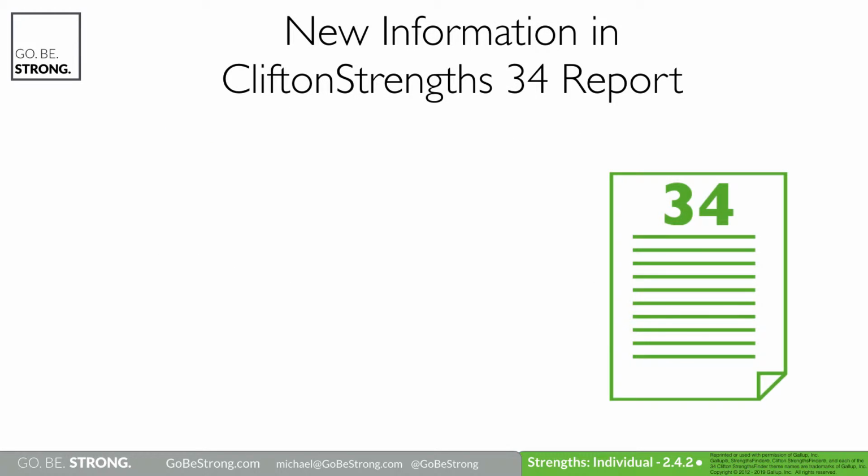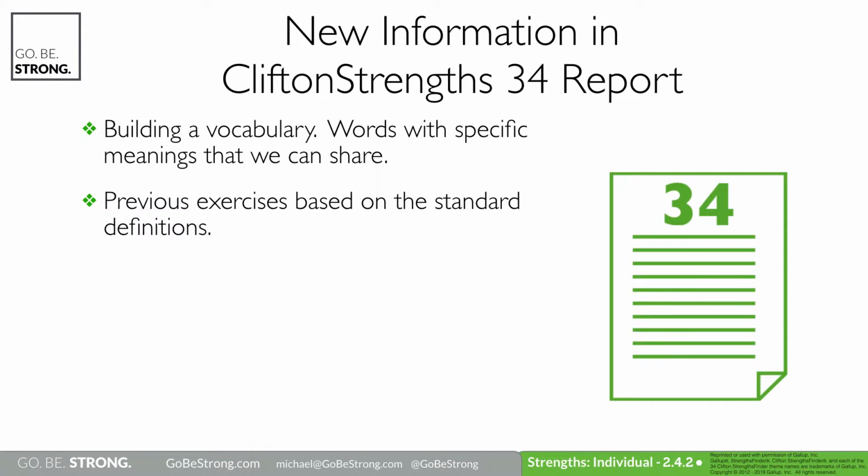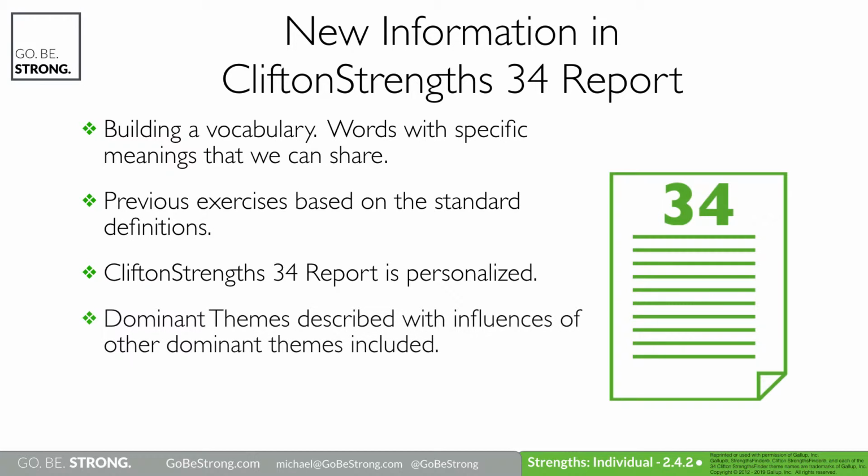Let's go. In your materials, you'll get a report called Clifton Strengths 34 Report. And remember, we're trying to build a vocabulary, words with specific meanings that we can all share. We did some previous exercises, but those were based on the standard definitions of the vocabulary. So there's a standard definition for each and every strength. In this report, we start to see that it's more personalized, and that the dominant themes are described with influences of other dominant themes included.